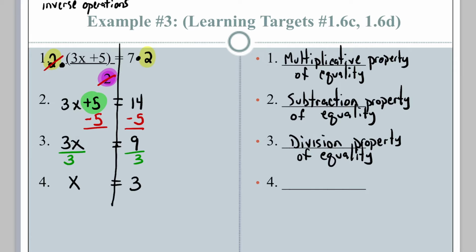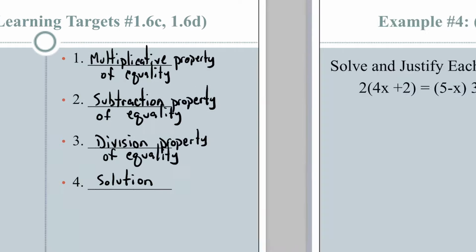And so the final is that we have a solution, because we have solved for the variable x. So you can see that we can justify each of our steps in solving this simple equation using our properties of equality.